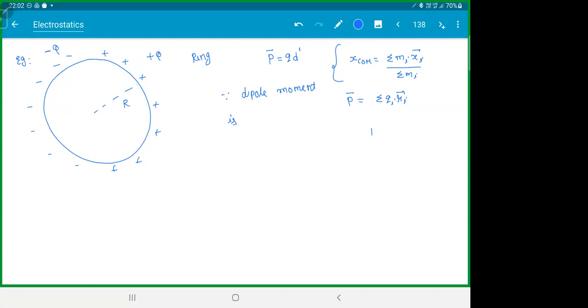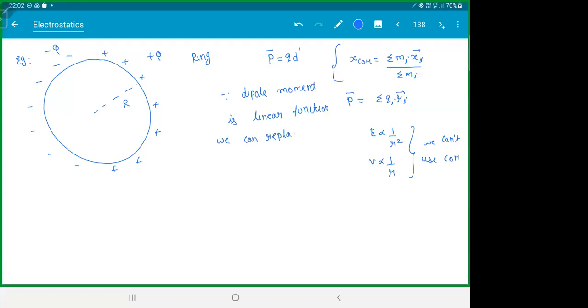We can't do this for electric field. E is proportional to 1 by r square. V is proportional to 1 by r. We can't use center of mass here. That was the headache, which is why we had to integrate so much. The dipole moment is a linear function, d to the power 1, so we can replace the charges at the center of mass.